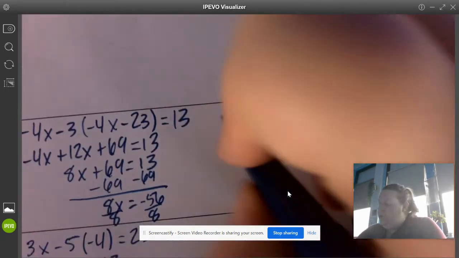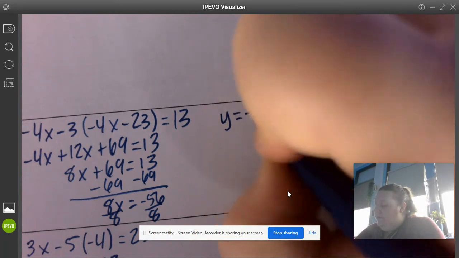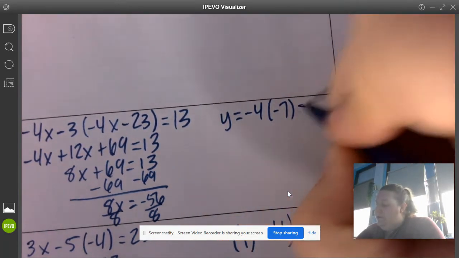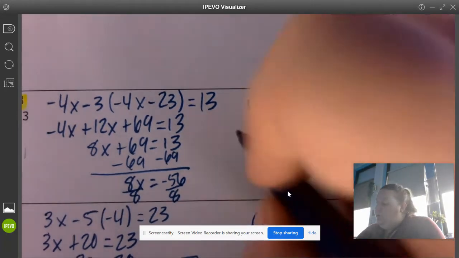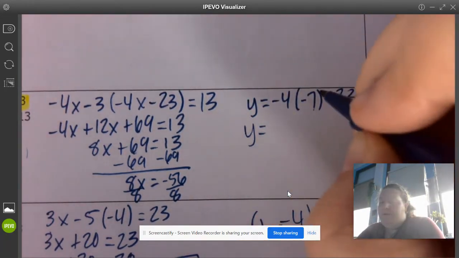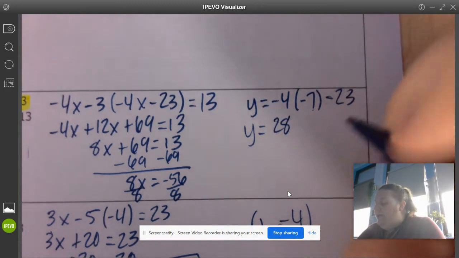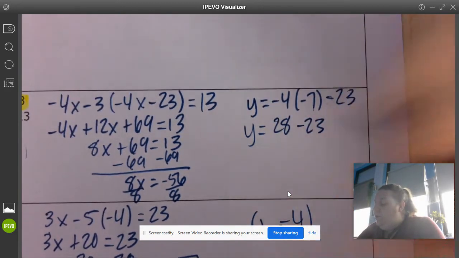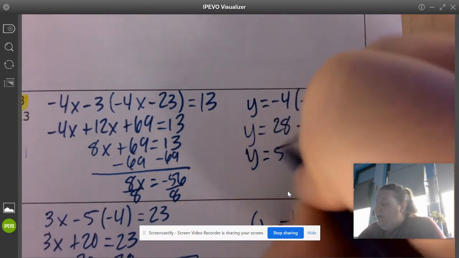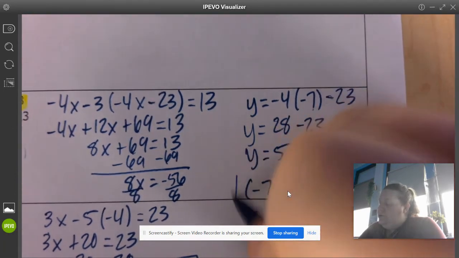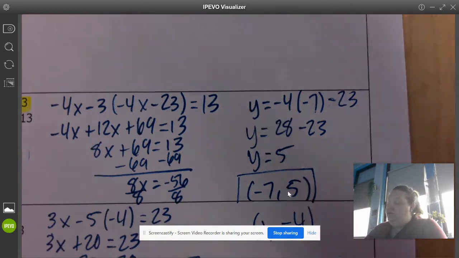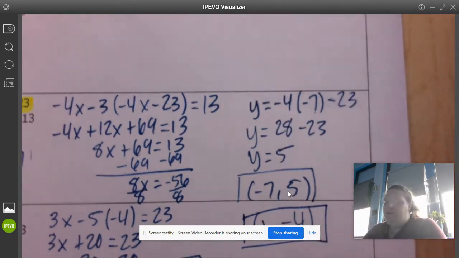what y is. So y equals negative 4 times negative 7, and then subtract 23 from that. So y equals negative 4 times negative 7 is 28 minus 23. So y equals 5. So as an ordered pair, the solution is negative 7, 5. That's for the other one.